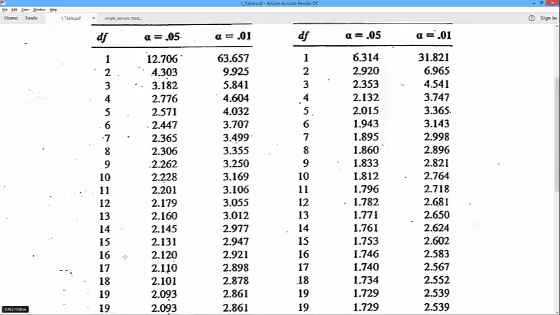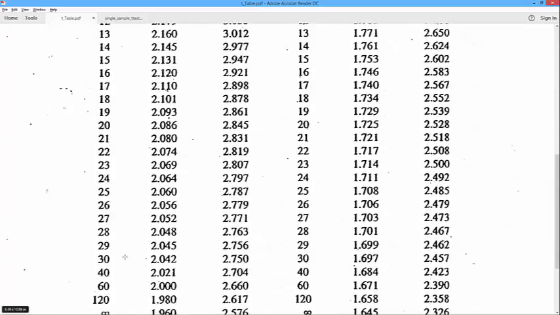And then here are your degrees of freedom. So we scan down the table here until we find 29, 30 minus 1. So there's 29 degrees of freedom, and there is our t critical value. It's going to be plus or minus 2.045.